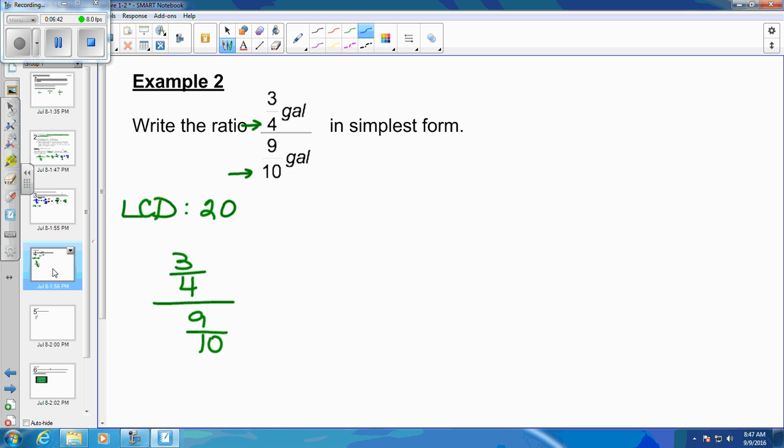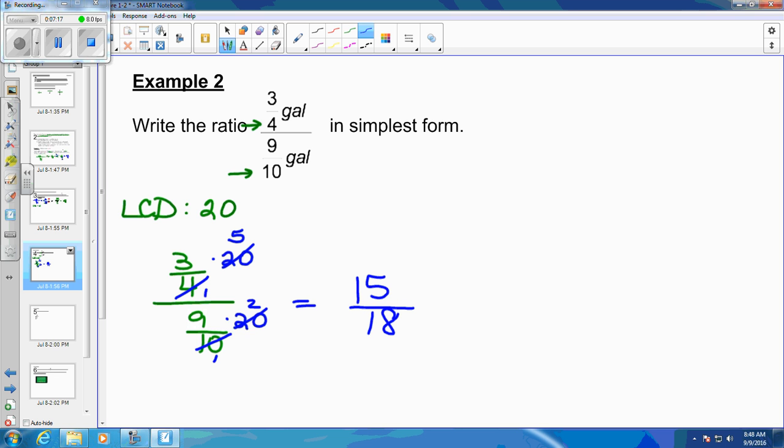My LCD of 20, I'm going to multiply by 20 here, and I'm going to multiply by 20 here. 4 goes into 20 5 times. I cleared my denominator. 4 goes into 4 once, so I can put 1 there. 10 goes into 10 once, 10 goes into 20 twice. 3 times 5 is 15. 9 times 2 is 18.